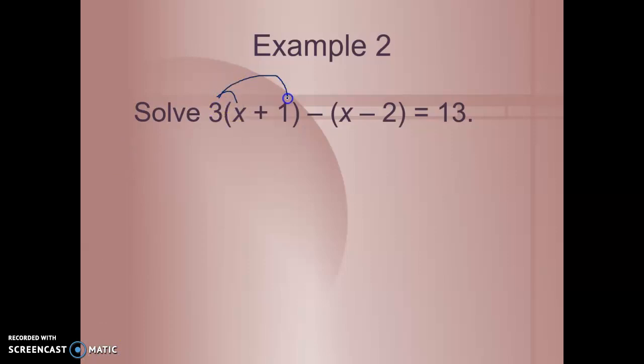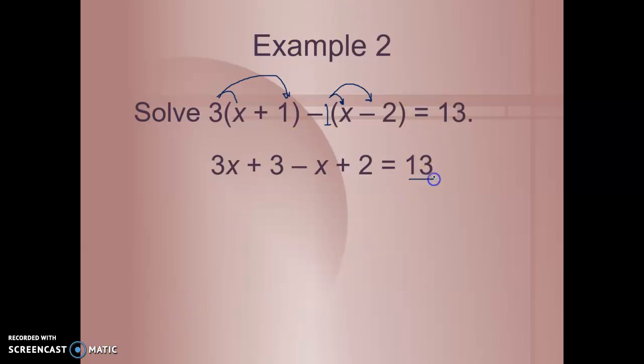So we can distribute that 3 and multiply it by x and 1. And don't forget that there's a negative 1 here that we can also distribute to get rid of these parentheses. We can't just drop the parentheses. They're there for a reason. We need to distribute. When we do that, we get 3x plus 3 minus x plus 2 equals 13.